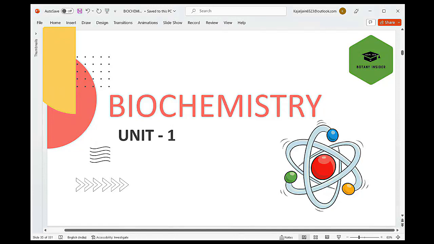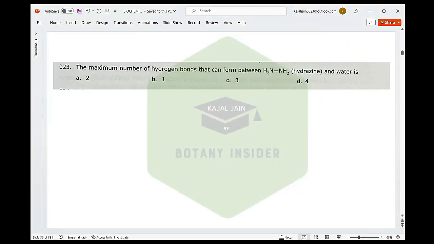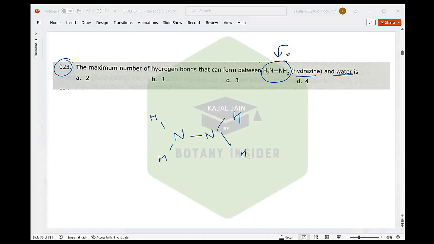Very good. Okay. So this was the question that was given to you as homework. The question was the maximum number of hydrogen bonds that can form between hydrazine and water. Hydrazine's molecular structure is given to you. It is N, H and H, and then you have N, H and H. Write down the answer for this particular question, everyone. What is the answer for this question? Mark down in the chat section.